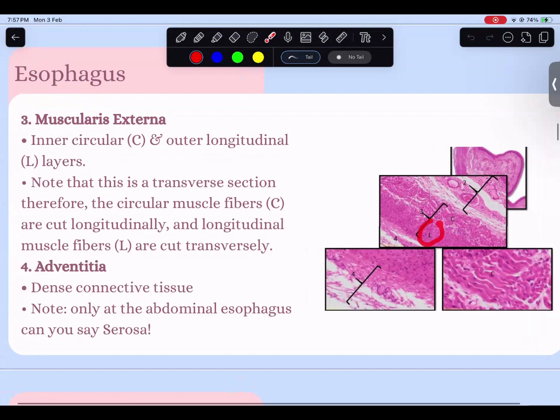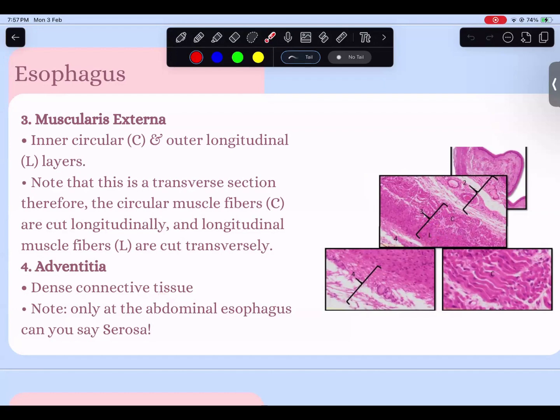So because this is towards the outside and it's closer to the adventitia, it's going to be the outer longitudinal. And because this is away from the adventitia, it's going to be inner circular. Okay? And then we have the adventitia, which is the fourth layer, which is the dense connective tissue.